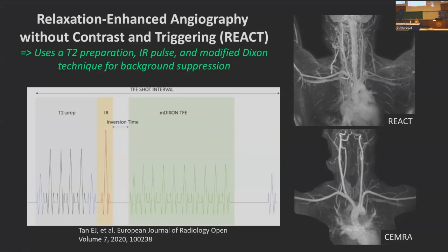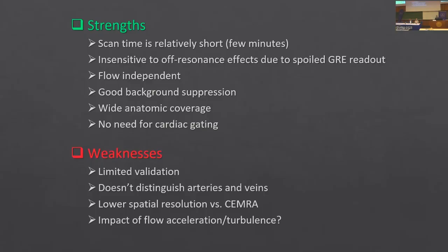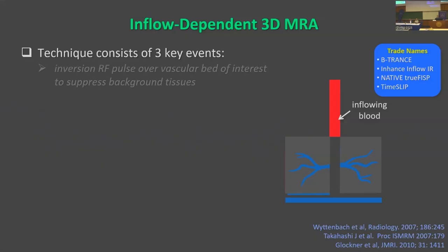And as you can see here, you can get some very nice looking images with this approach, and it has a number of benefits. For instance, it's relatively short scan time. You don't need ECG gating necessarily. It's flow independent, and it has wide anatomic coverage. On the other hand, there hasn't been a lot of clinical validation with this approach. It doesn't distinguish arteries and veins, and it tends to have relatively lower spatial resolution versus the contrast techniques. But an interesting approach that I think will continue to improve over the coming years.